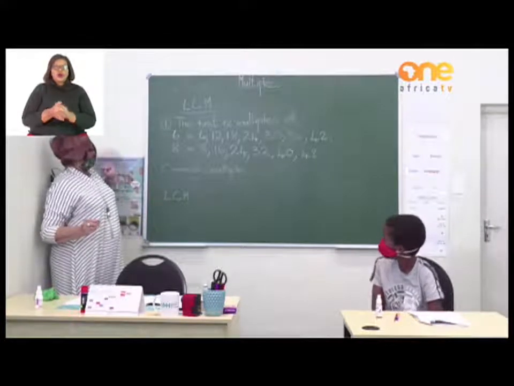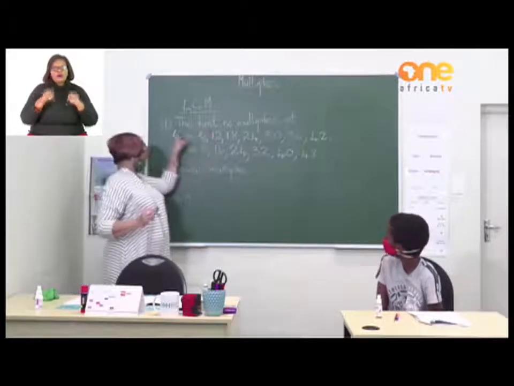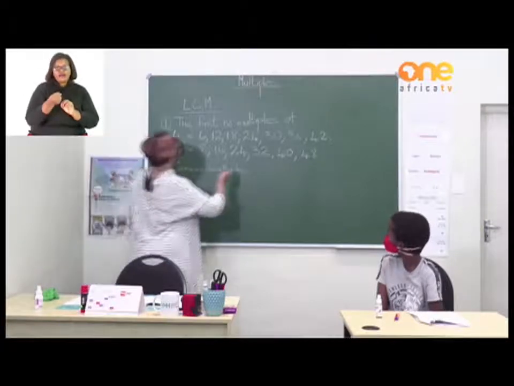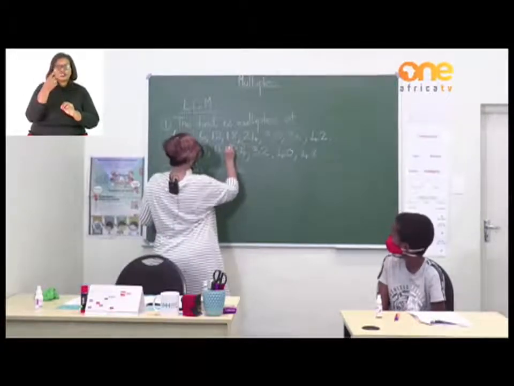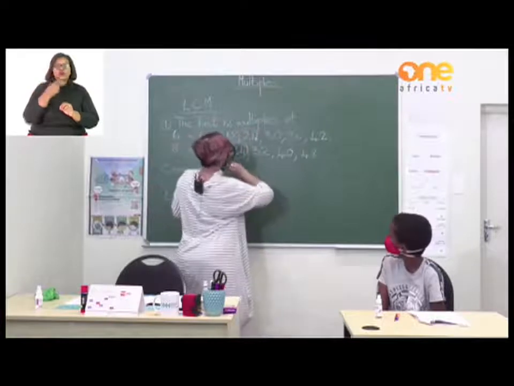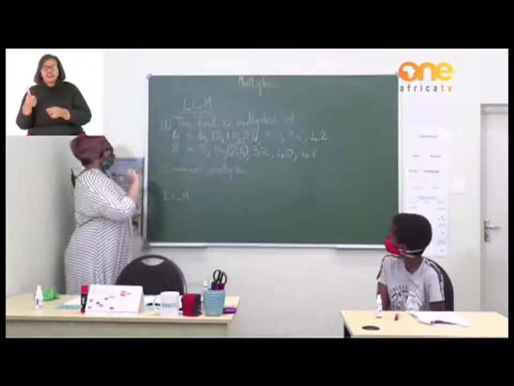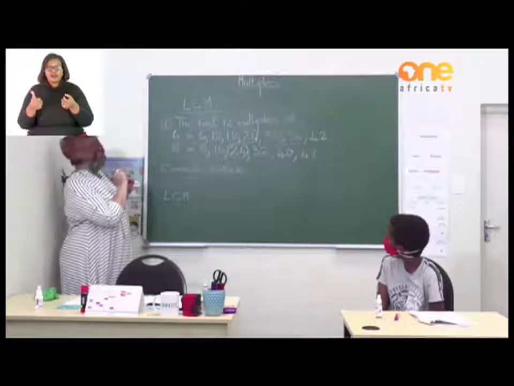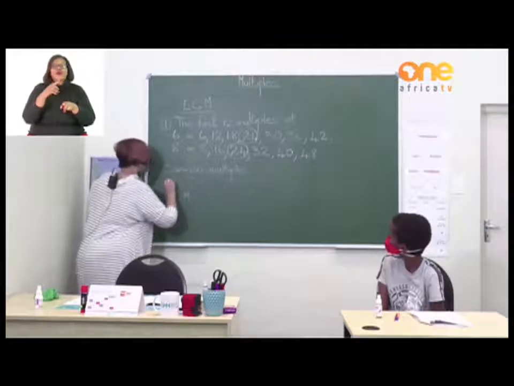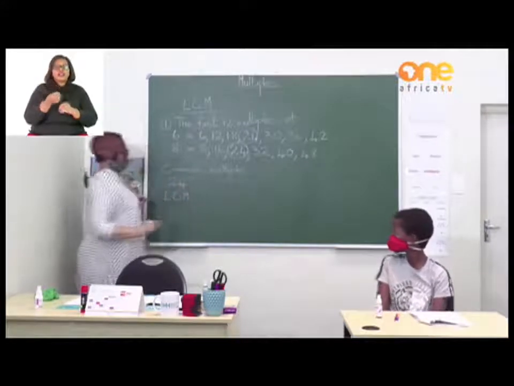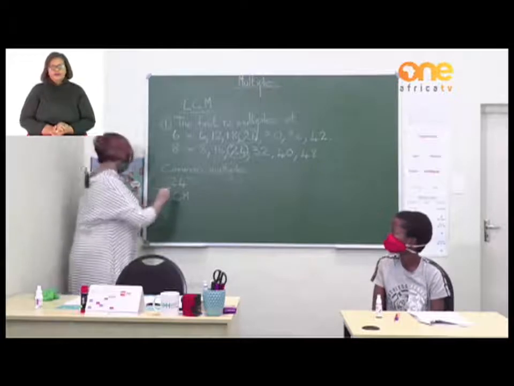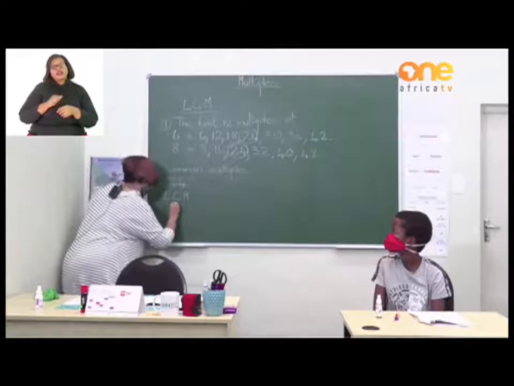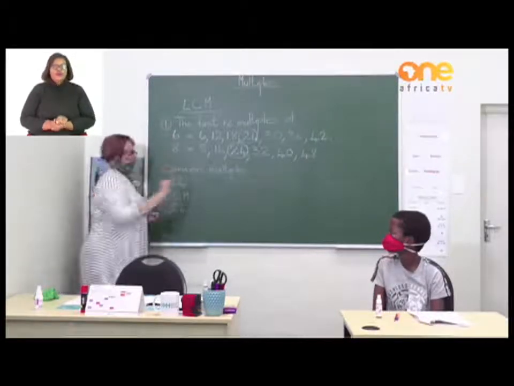Pomwene, can you find the common multiples in these two sets of numbers? 24. Which one? 24. He says 24. Is there another one? You find another one? No. So the only common multiple that we have here is 24. So it means our LCM, our lowest common multiple of 6 and 8 is 24.